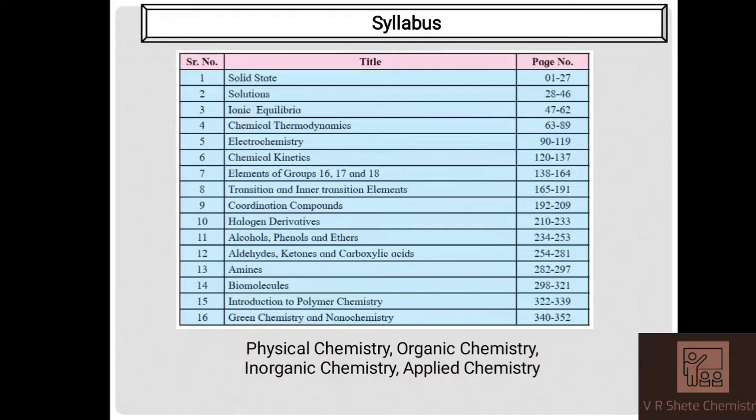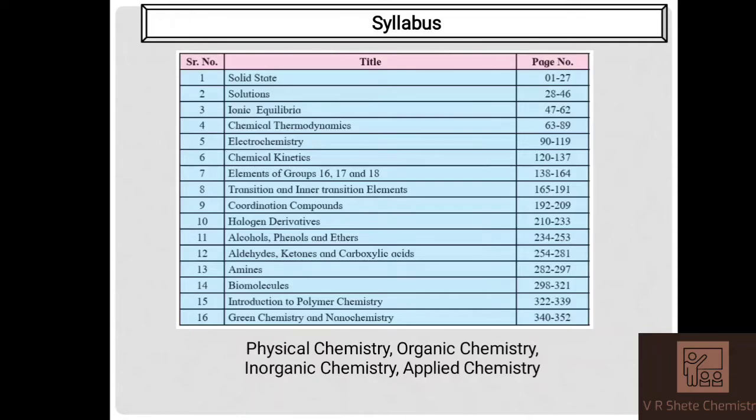First, chapters 1 to 6: solid state, solutions, ionic equilibrium, chemical thermodynamics, electrochemistry, and chapter 6, chemical kinetics. These topics come under physical chemistry. Chapters 7, 8 and 9, that is elements of group 16, 17, 18, transition and inner transition elements, and coordination compounds, come under inorganic chemistry.